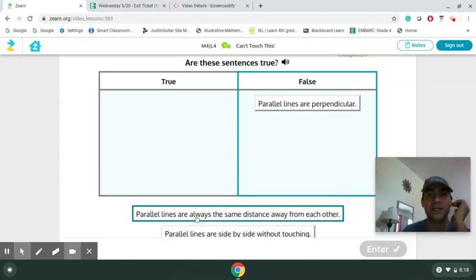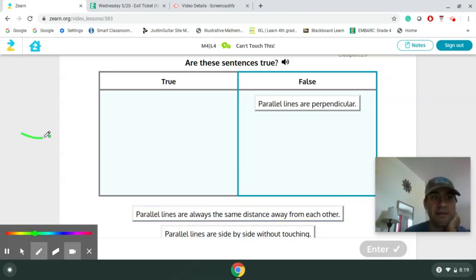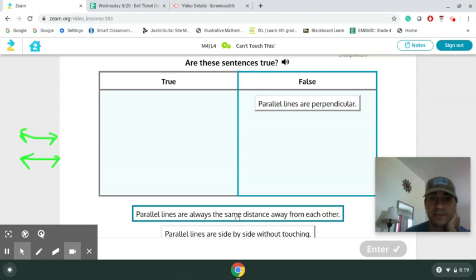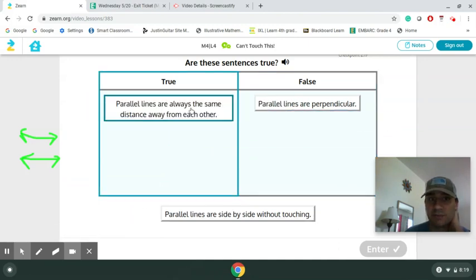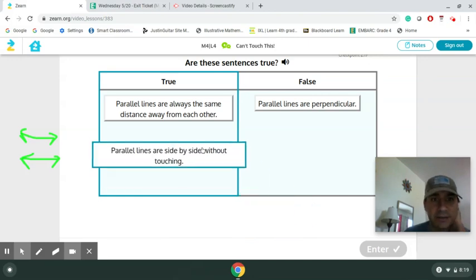Parallel lines are always the same distance away from each other. So that means they always are the same distance away from each other. That is true. They have to be, otherwise they would intersect at some point. And then parallel lines are side by side without touching. That is true.